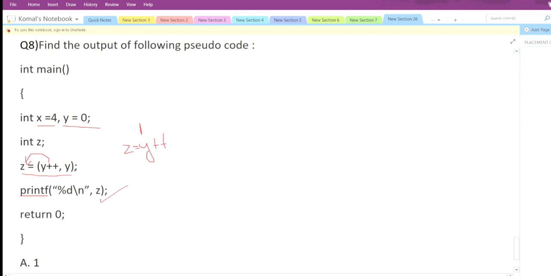So see the logic here: you may be confused about which value is to be taken, y plus plus or y. If they have given brackets, the first value is to be assigned to z. So the value of z will be 1. So the option for this is 1.